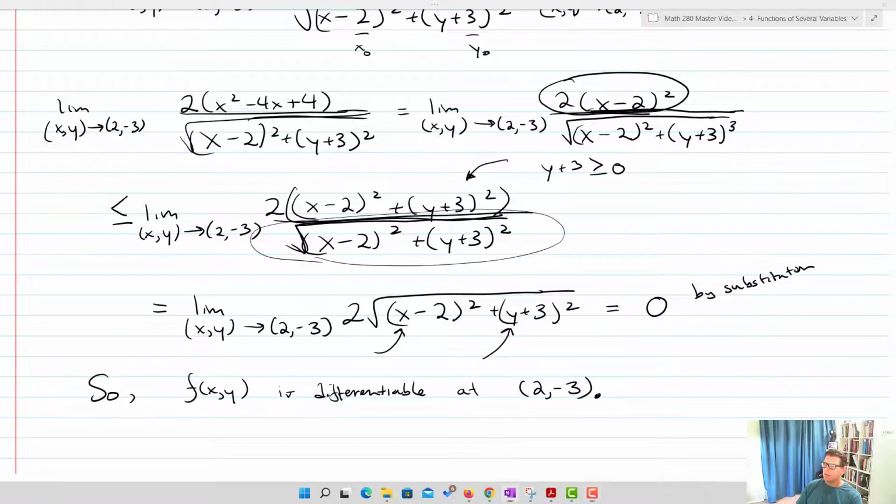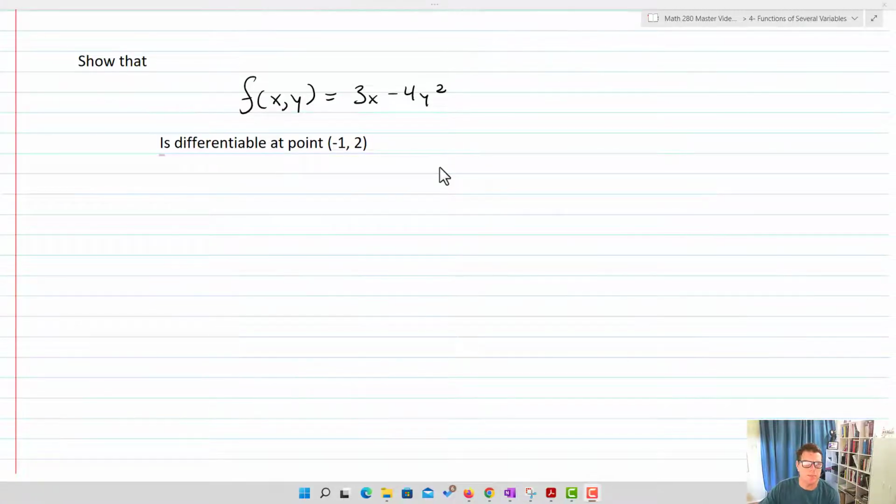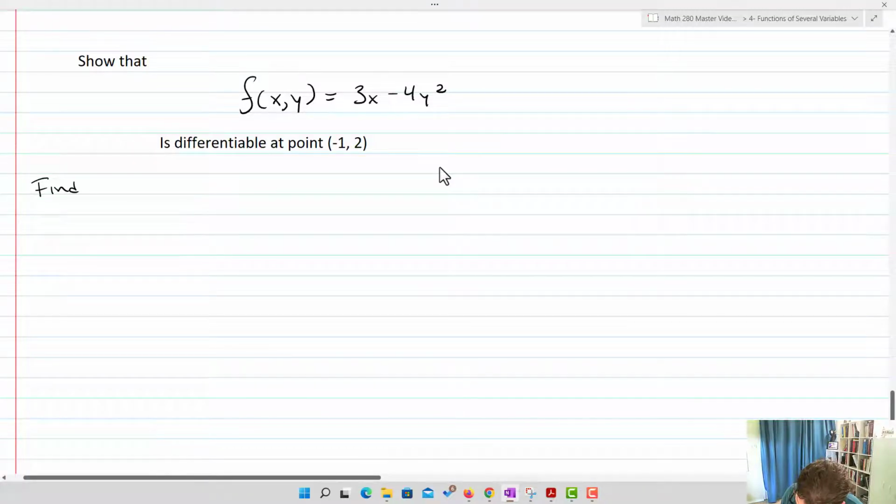Let's try another one. Let's take a look at another problem here. Let's show that f(x,y) = 3x − 4y² will be differentiable at the point (−1, 2). So remember, the first thing that we want to do is find the tangent plane. So we're going to first find the tangent plane.